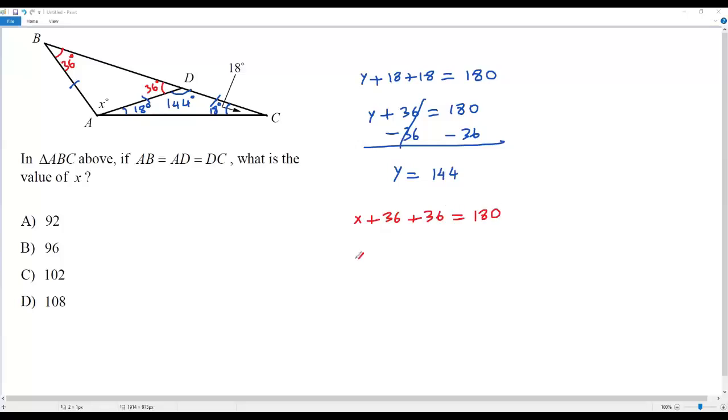Now let's solve for x in this equation. When I combine this 36 and 36, I'm getting x plus 72 equals 180. Now let's subtract 72 from both sides. Positive 72 and negative 72 cancel out. x equals, when I subtract 72 from 180, I'm getting 108. So the value of x is 108. The correct answer choice for this question is option D.